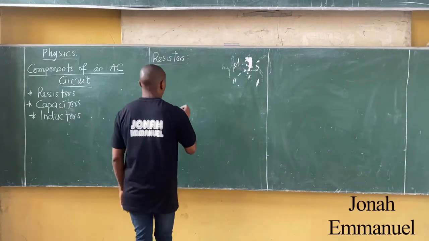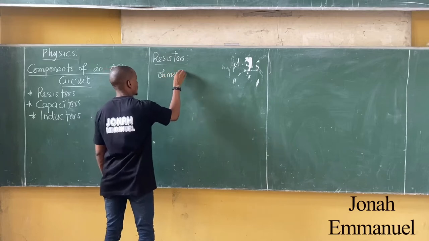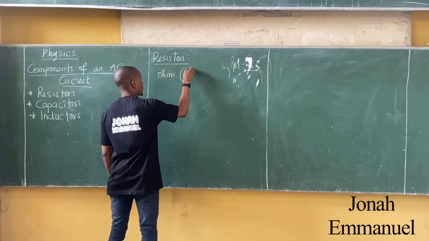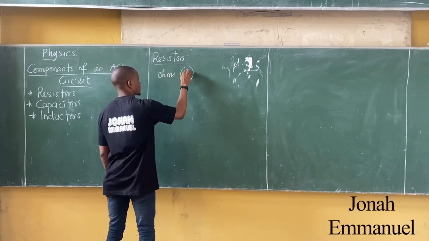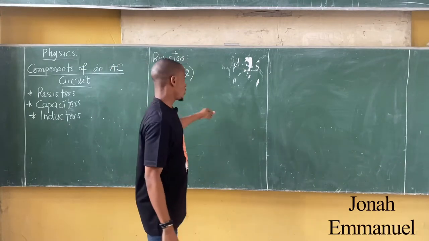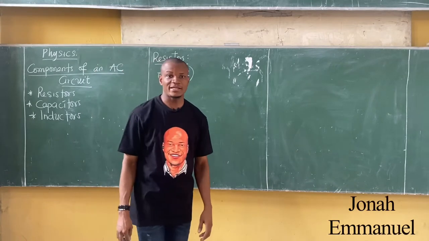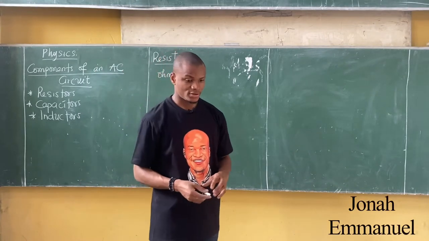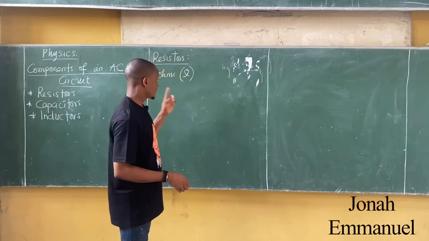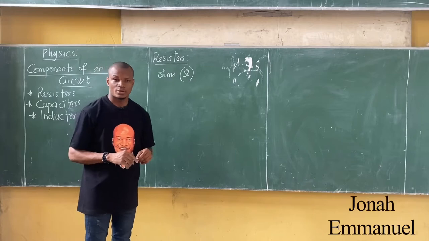The SI unit for resistance is ohms. This is called omega. The SI unit for resistance is ohms, so I have omega as your symbol.